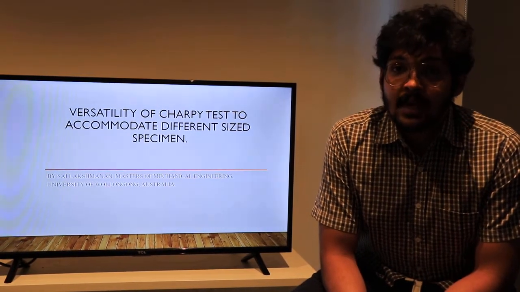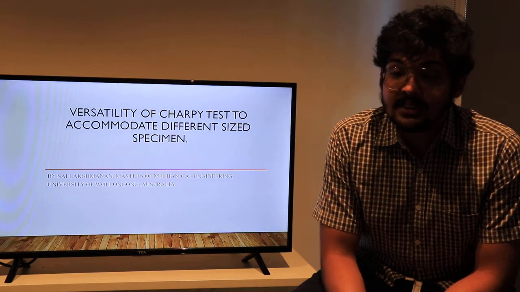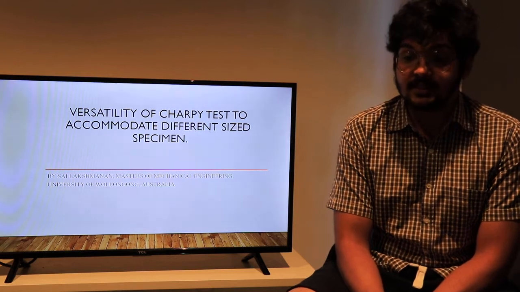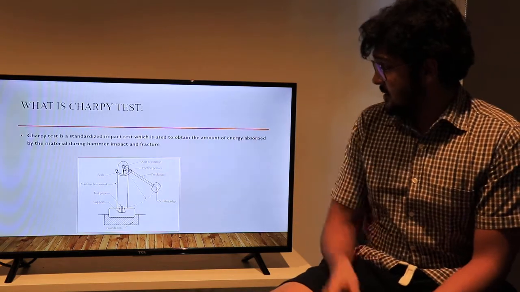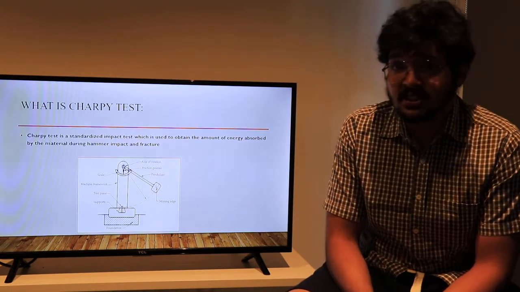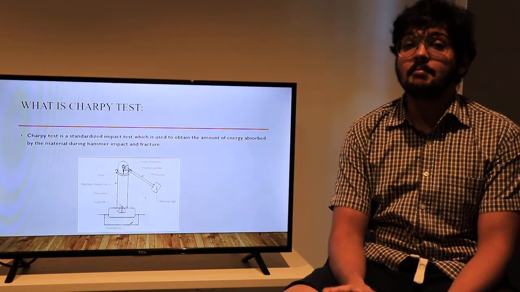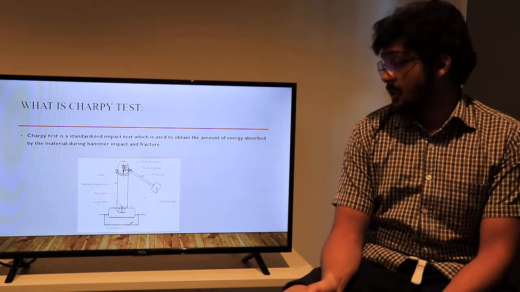Good morning. My name is Lakshmanan and today we shall be discussing the versatility of Charpy's test to accommodate specimens of different sizes. Here we can see a standard Charpy's test.